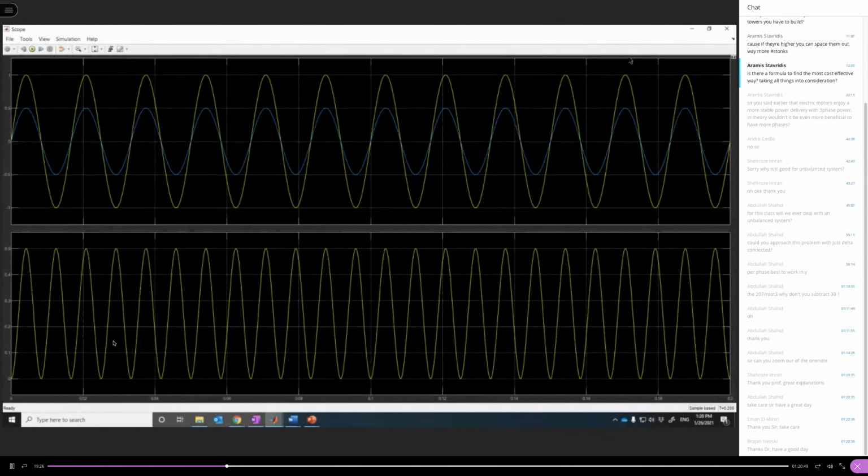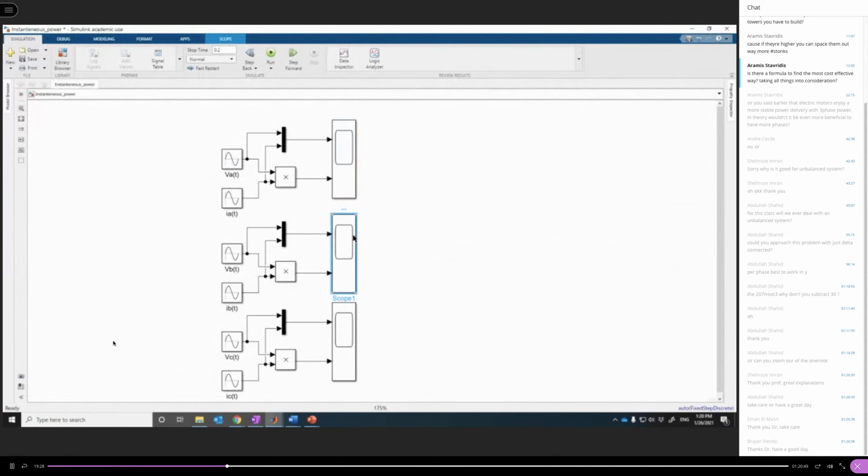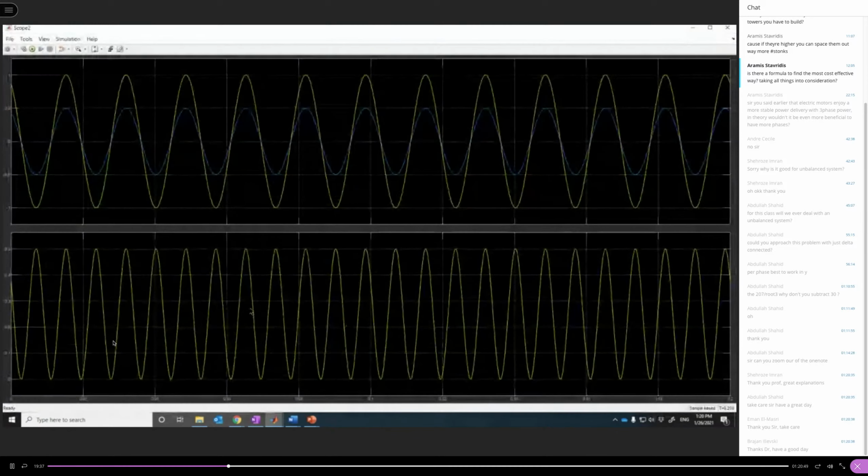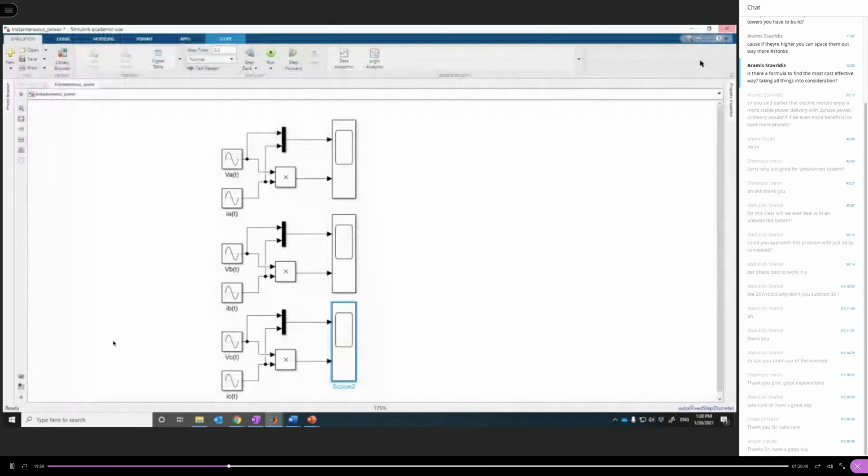The single phase power is oscillating. Same thing here. It is going to be oscillating, but of course, we have the voltage shifted by 120 degrees. Same thing for phase C. The power is still oscillating. But what happens if we connect the 3-phase source to a 3-phase electric motor or a 3-phase machine? In this case, the total power will be the summation of the 3-phase powers.